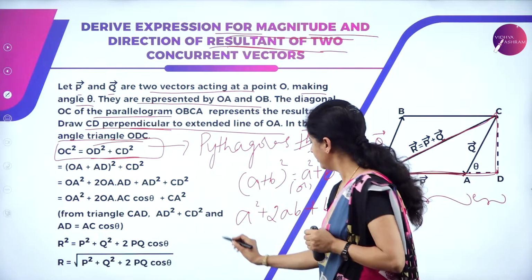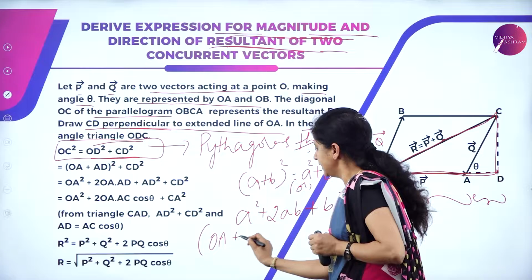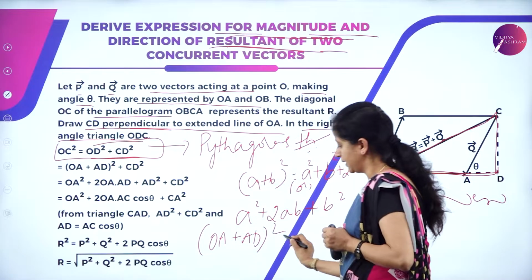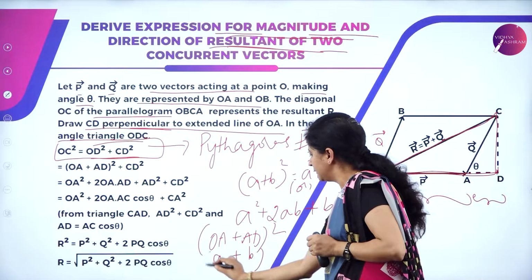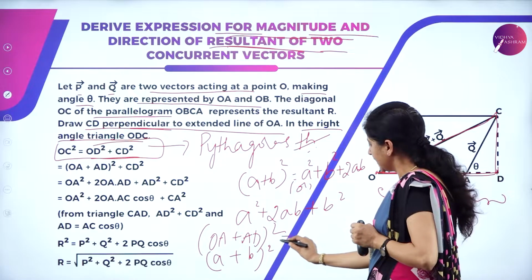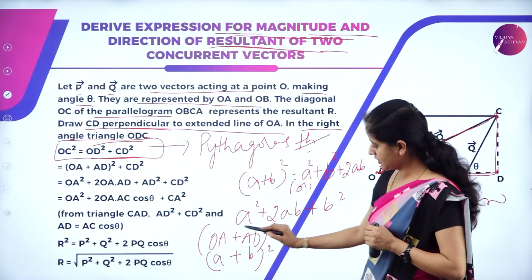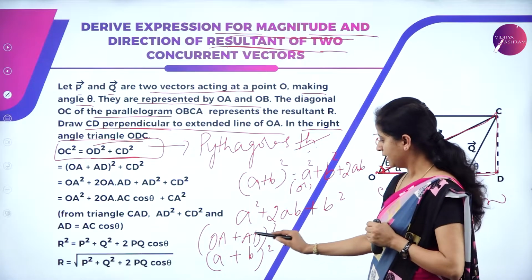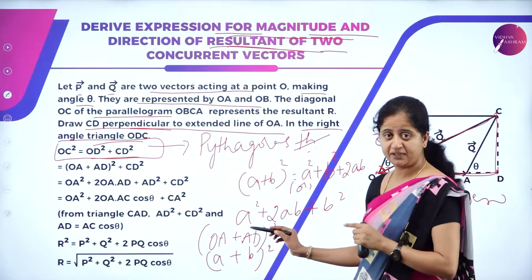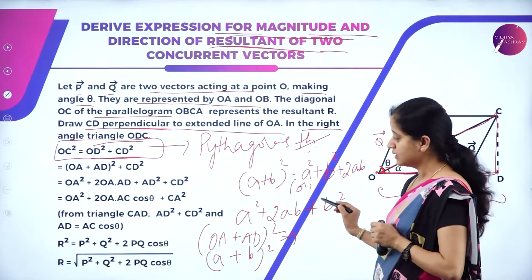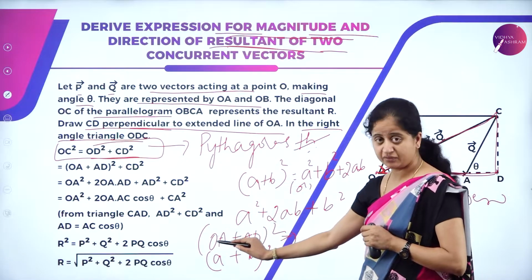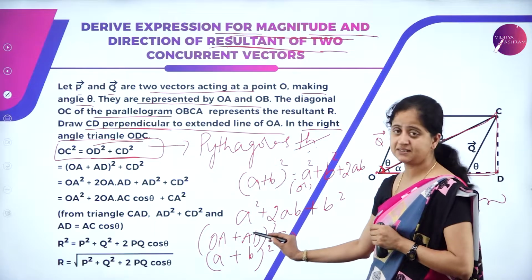Now we have OA plus AD the whole square. So OA is nothing but A, AD is nothing but B. So what can we write? According to this expression, OA is A and AD we are considering as B. So A plus B the whole square is A square plus 2AB plus B square. So in the place of A, we have to write OA, in the place of B, it is AD.